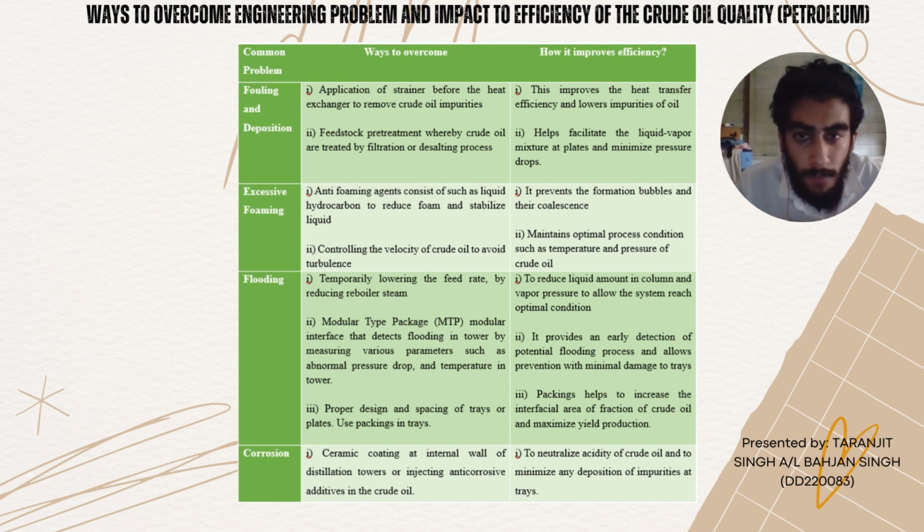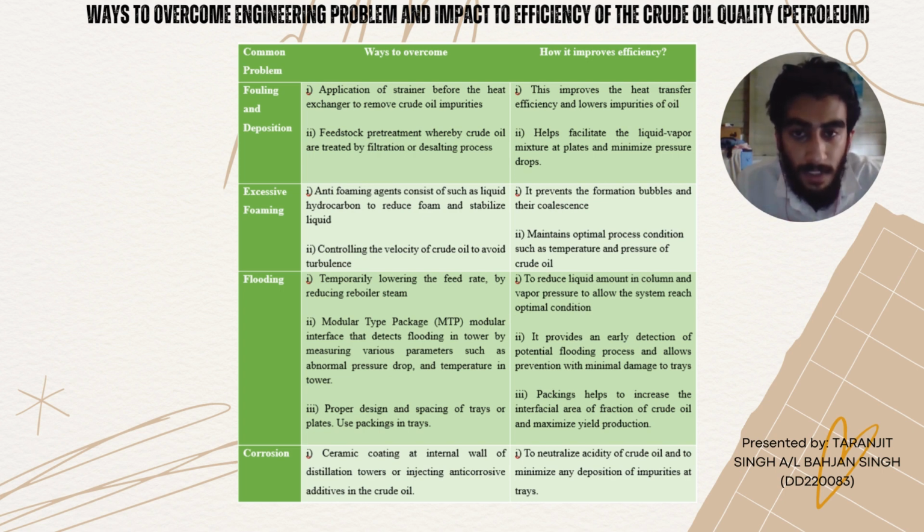So how do we overcome it? Application of a strainer before the heat exchanger to remove the crude oil impurities. This helps to improve the heat transfer efficiency and lower the impurities of the oil. Second method, feedstock pre-treatment, whereby the crude oil is treated by filtration or a desalting process. It helps to facilitate the liquid-vapor mixture at the plates and minimize the pressure drop in the column.